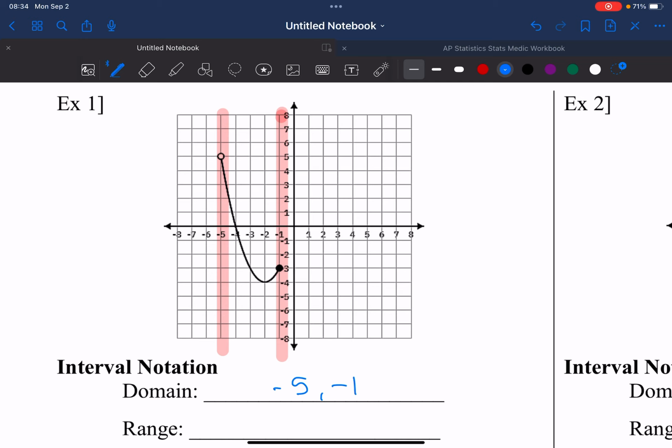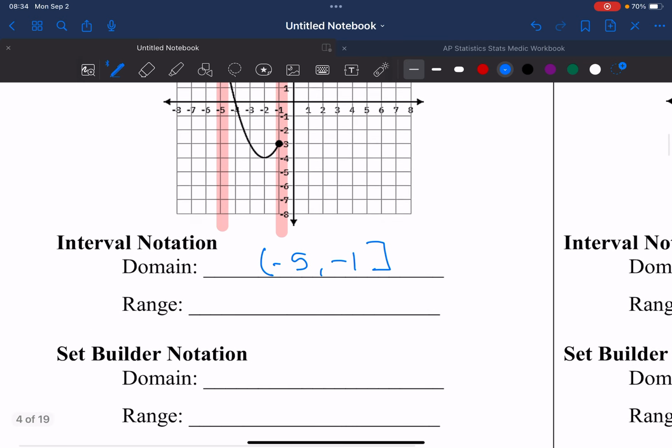Then to decide whether we're using the parenthesis or the bracket, we look at these open and closed circles at either end. So on the -5, we have an open circle, so that tells us we're going to use a parenthesis. But on the -1, we have a closed circle, which tells us we're going to use a bracket.